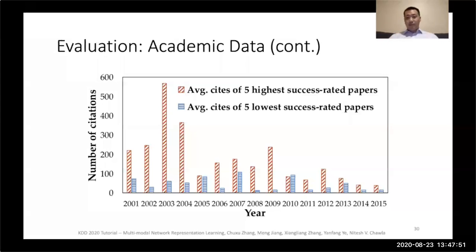So here we take the 5 highest success rated, the 5 biggest gamma, and the 5 lowest gamma papers. And then for each year, we go to Google Scholar to look at their citations, and we find that most of the time the bigger gamma will have more citations than smaller gamma in the same year. So you can see, yeah, the red one is higher than the blue one. Well, yeah, because as time goes on, the very recent papers may have fewer citations. So that's why you'll see it's going down, okay?